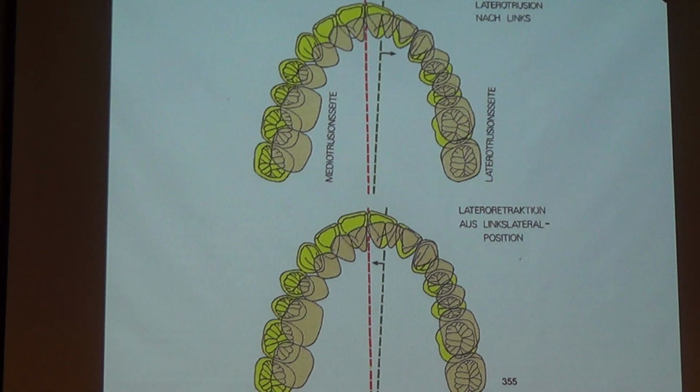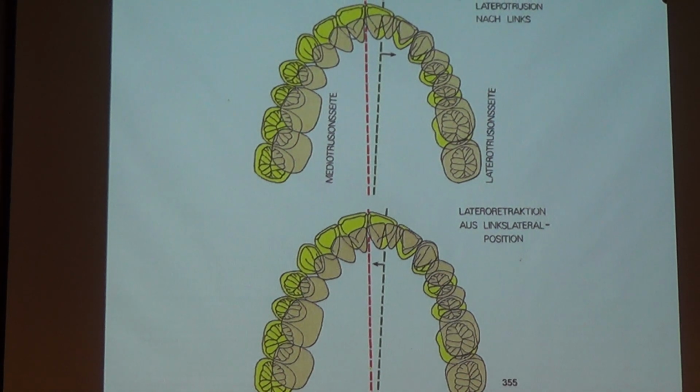Medial occlusion is the side where the mandible is moving from, and the other side is the working side. When the mandible goes to the patient's left side, the medial occlusion is on the right.